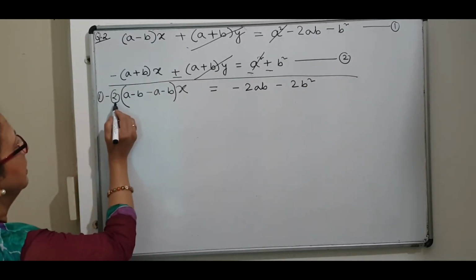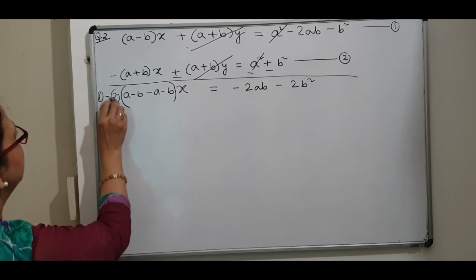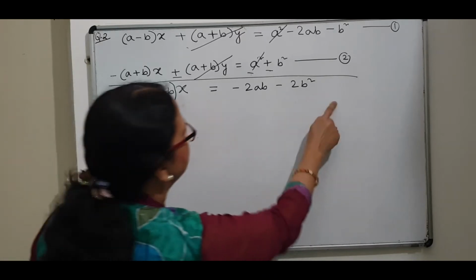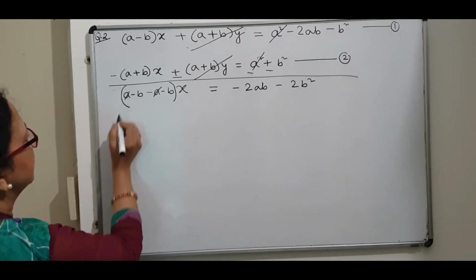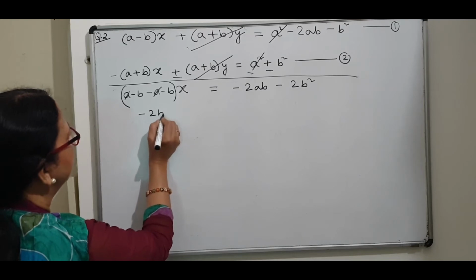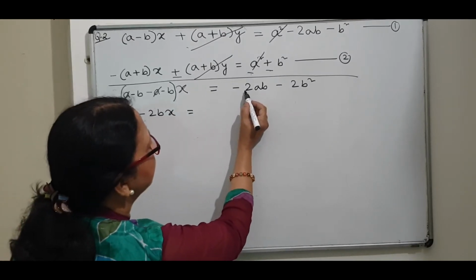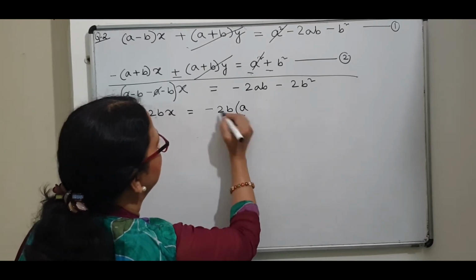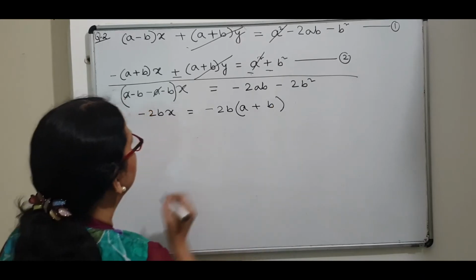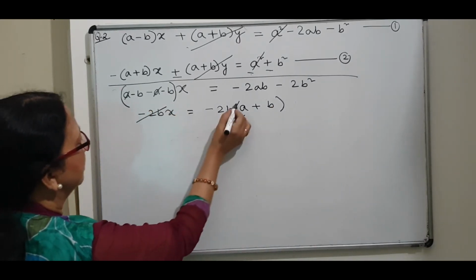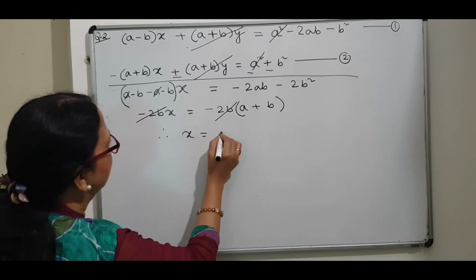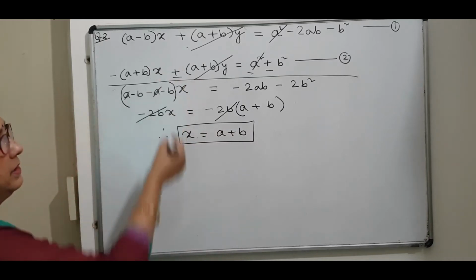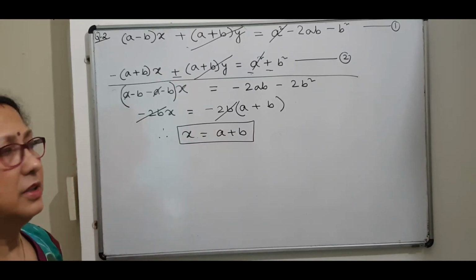Now look at here. Let me erase this, it will be confusing. Subtracting 1 minus 2, I am getting this term. Now here these two are getting cancelled. So I am left with minus 2b into x is equal to, now here I can take minus 2b common, minus 2b, then a is left here, minus plus, so this will be the thing. Then this minus 2b will get cancelled. Therefore x is equal to a plus b. So very easily I got the value of x simply because the method of elimination is suitable.